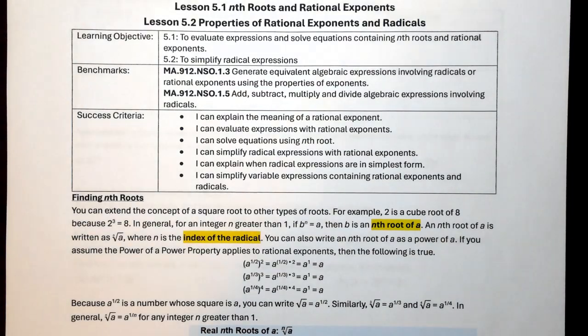Welcome to Chapter 5, the last main chapter in Algebra 2. You've made it this far. We can finish off strong. All right, so this does include 2 lessons.